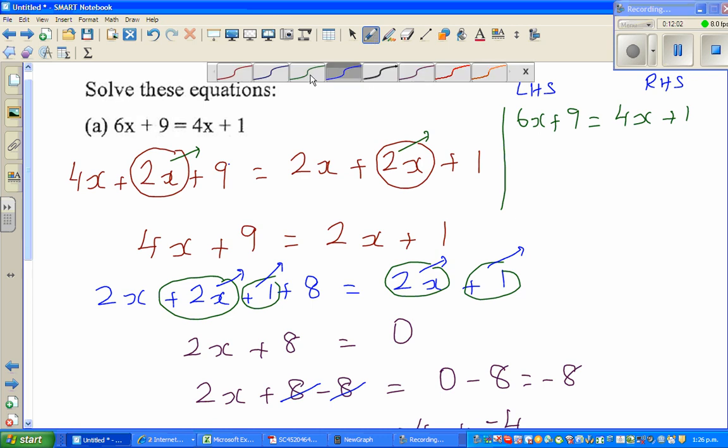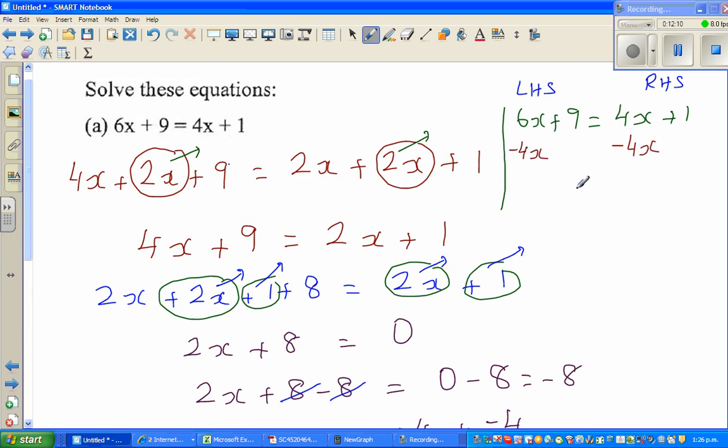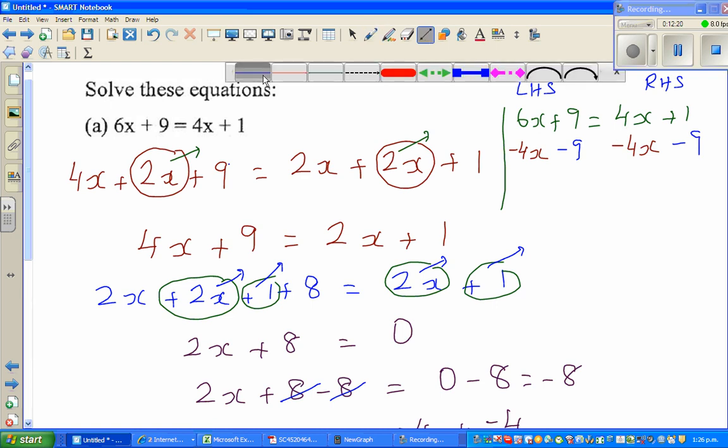So what can I do? I want to get rid of this 4x, so I take away 4x from this side, and you have to take away 4x from the other side. I don't want the number 9 here on the left hand side, so I will take away 9 from this side, and you have to take away 9 from the other side. So now these are the two sides of the equation.